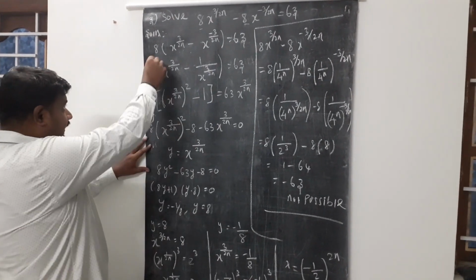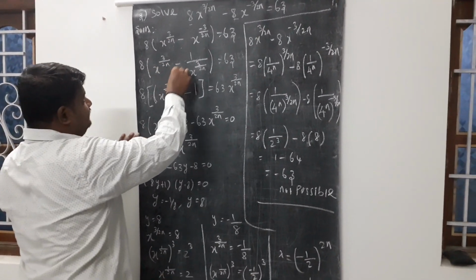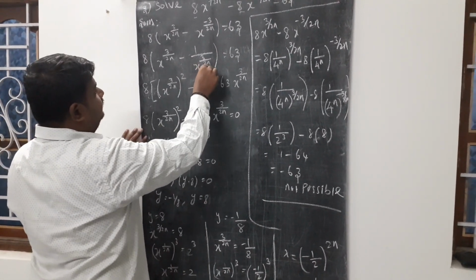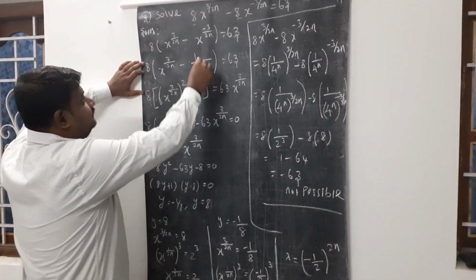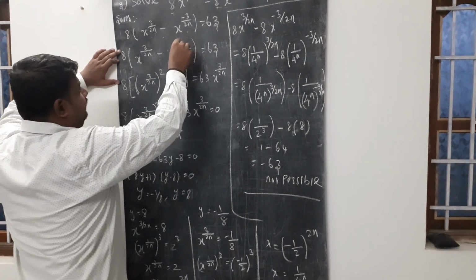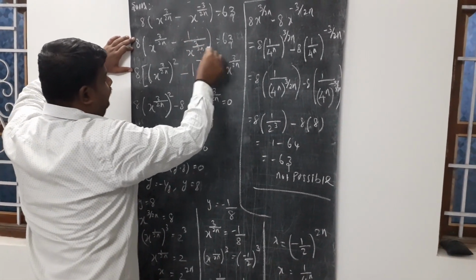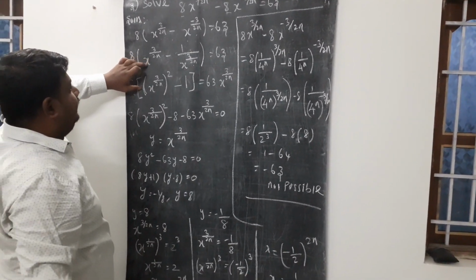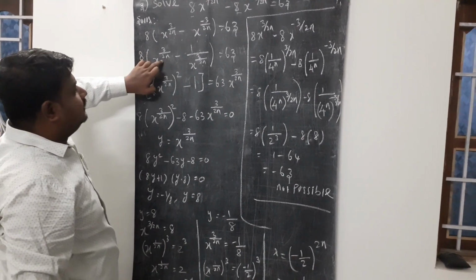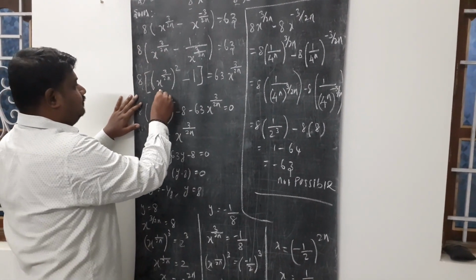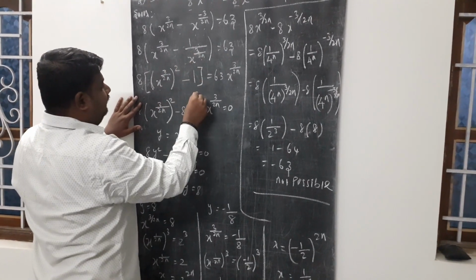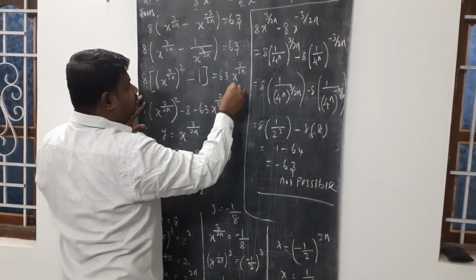Then our next step: 8 times x^(3/2n) minus, I will write x^(-3/2n) as 1 by x^(3/2n), is equal to 63. Next you can do cross multiplication. So x^(3/2n) into x^(3/2n), you can write x^(3/2n) the whole square, minus 1 divided by x^(3/2n), and get to this side.